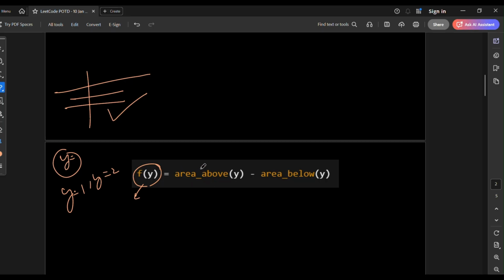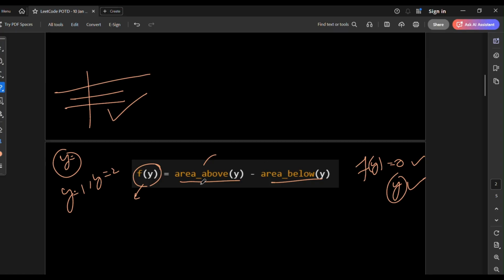Now f of y will do one thing. It will find the area above y minus the area below y. If this f of y is equal to 0, then we can say we have found the line. Woohoo! This is the main important thing that we are going to find.